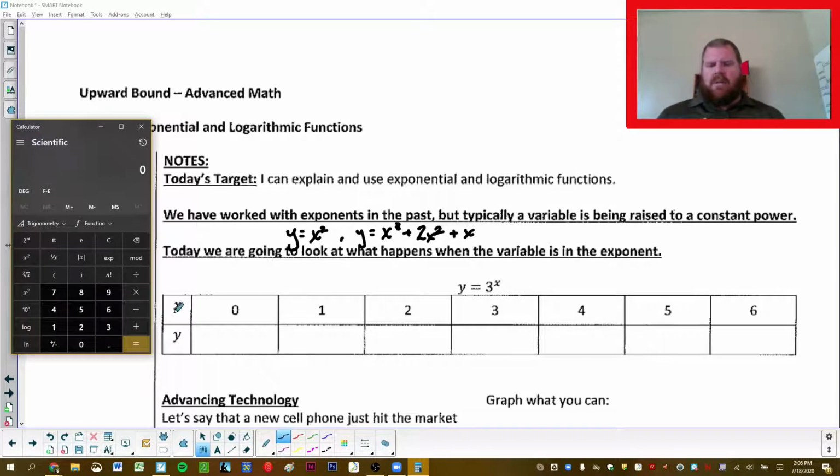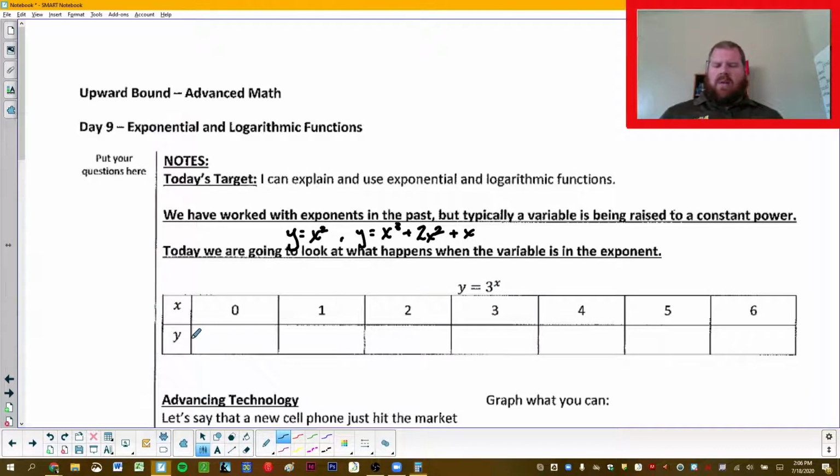Let's go ahead and take a look at what's going on here. So we're going to look at y equals 3 to the x. All right, so for 0, that would be 3 to the 0, which equals 1. The first power would mean 3 to the first power, which is 3. Then we have 3 to the second power, which is 9.